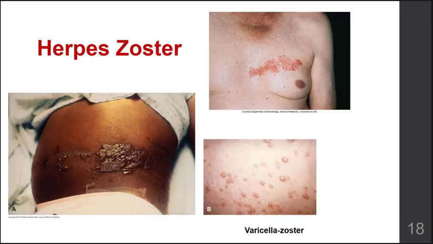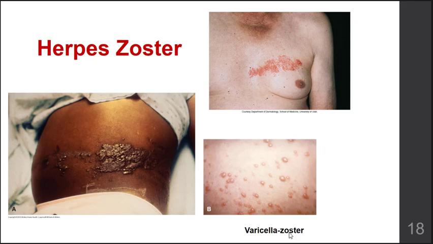So now we'll look at herpes zoster. Herpes zoster is also known as shingles, and if you work with elderly patients at all, this will become something that you see quite frequently. And it's caused by the same virus that causes chickenpox, which we'll look at on the next slide. So that's the varicella zoster virus.